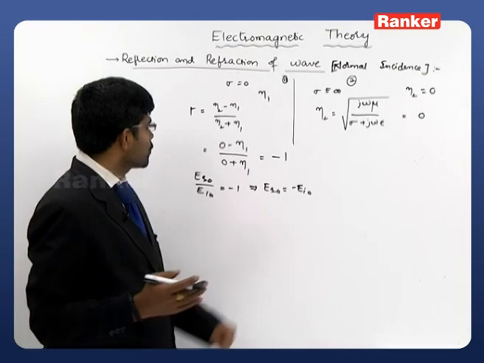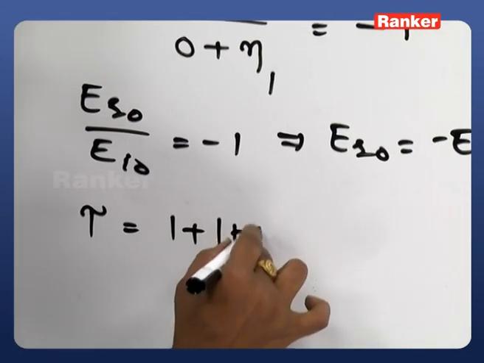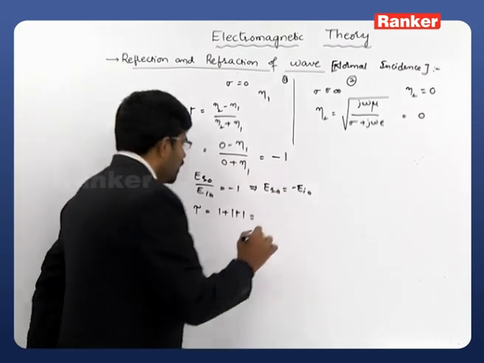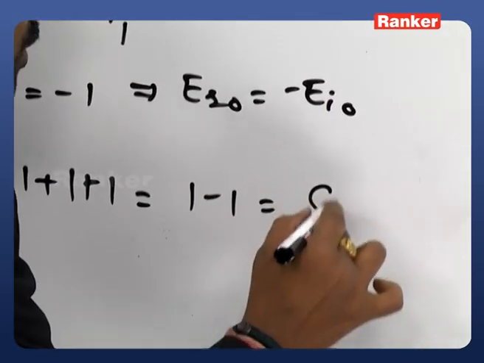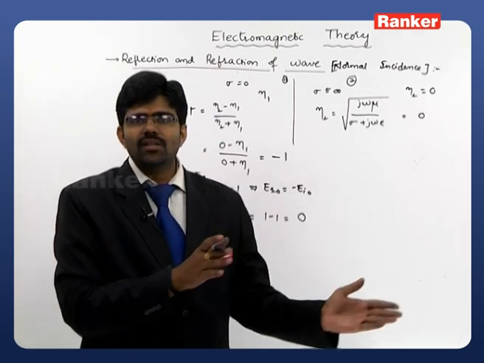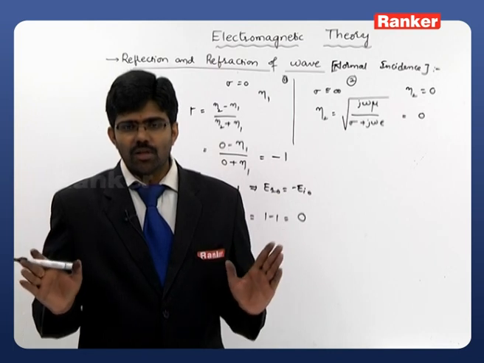And what about the transmission coefficient? The transmission coefficient T is equal to 1 plus the magnitude of gamma. That is 1 plus the magnitude of gamma, which is minus 1. That is 1 minus 1, which is equal to 0. Since the entire ray is reflected, definitely there will be no transmission. So clearly remember this particular point.